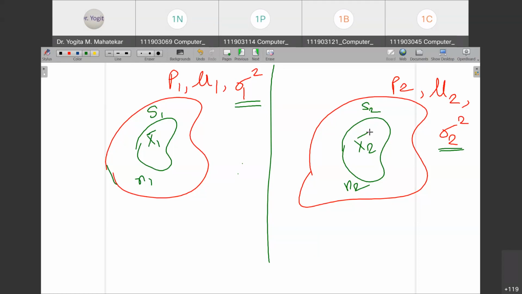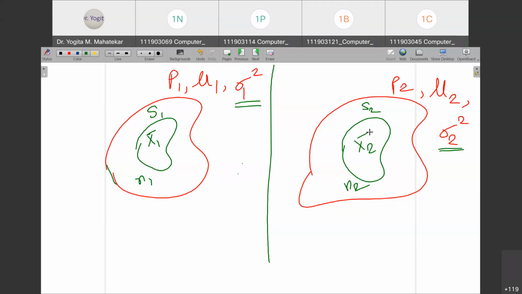Note that the sample drawn from P2 is independent of the sample drawn from population P1. Listen to me carefully. Suppose I choose S2, the second sample from the second population, at random. Is it going to affect S1, the first sample from the first population P1? No, these are two independent populations, and therefore the choice of S1 and the choice of S2 are independent.